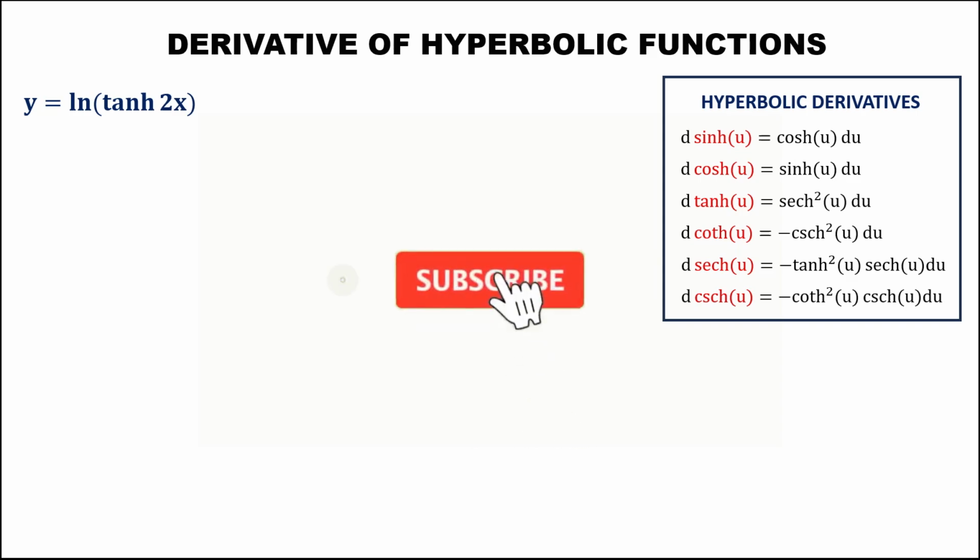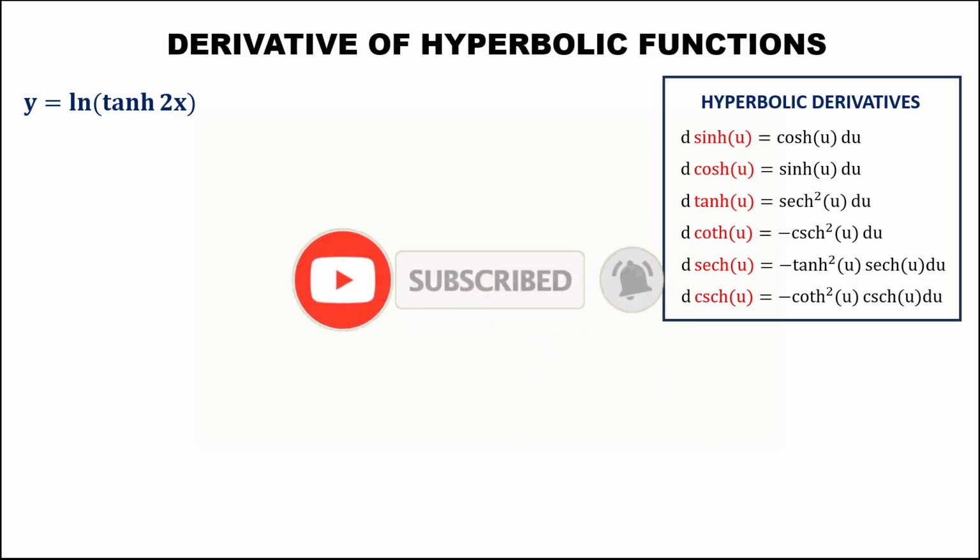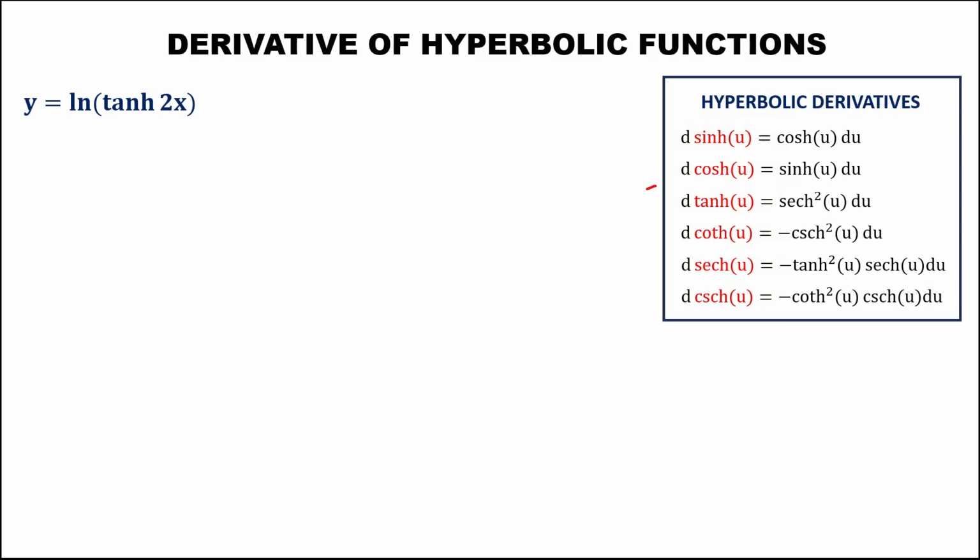So for this problem, to find the derivative of the hyperbolic functions, these are the different formulas for the hyperbolic derivative. So from this given, to find the derivative, since the derivative of ln u is equal to the derivative of u over u. So from this given, u equals the hyperbolic tangent 2x.